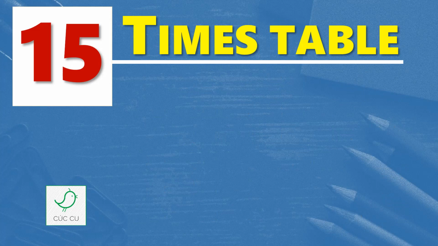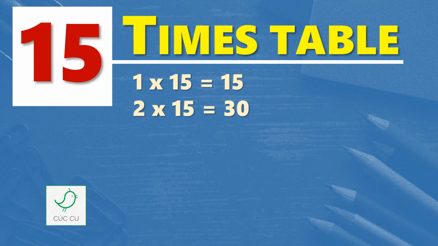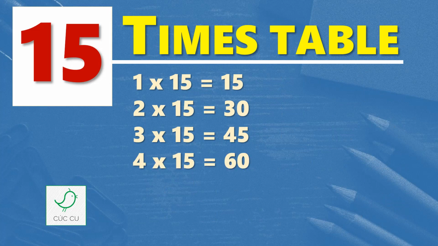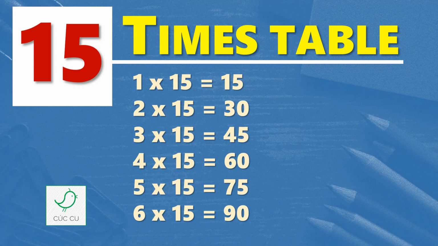15 times table. 1 times 15 is 15. 2 times 15 are 30. 3 times 15 are 45. 4 times 15 are 60. 5 times 15 are 75. 6 times 15 are 90.